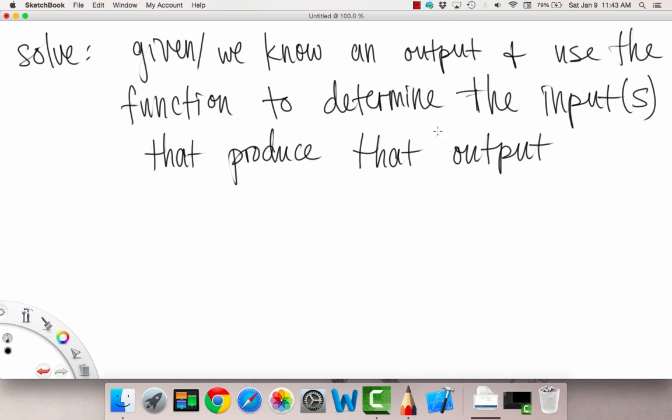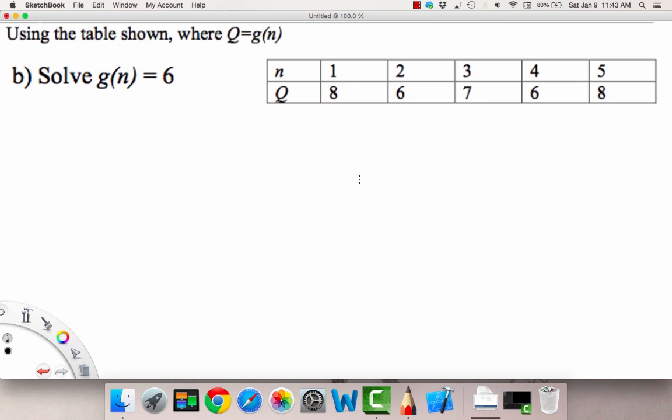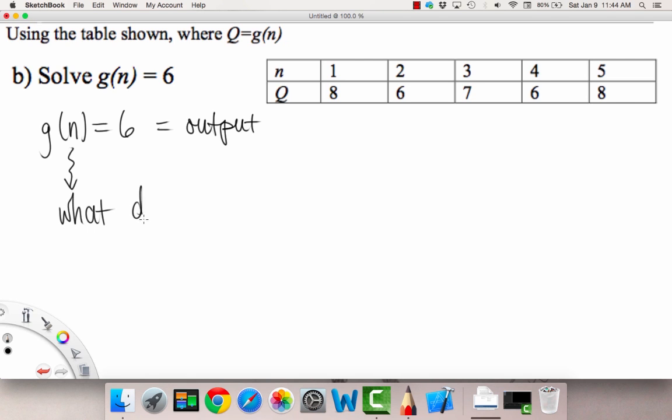So let's do an example of this one. Same table and everything. Now we're going to do part B, which is solve g of n is equal to 6. So here we have our g of n, which is q. So we're given that g of n is equal to 6, and this is our output. Okay, so we're given a particular output, and we need to go back and figure out what n has to be.